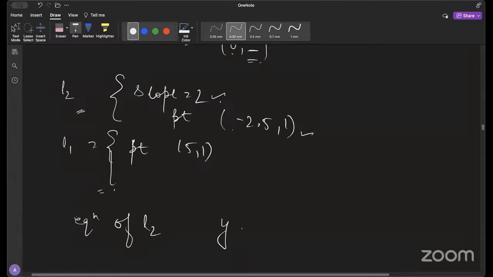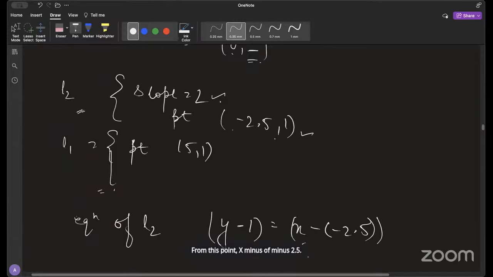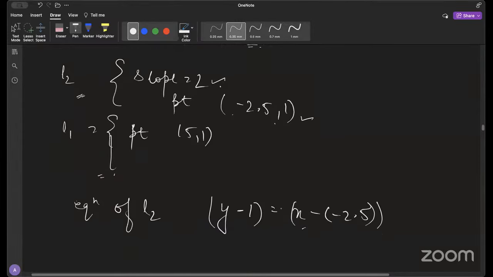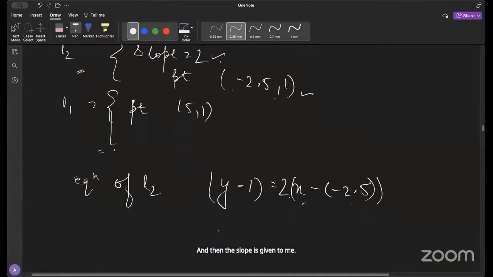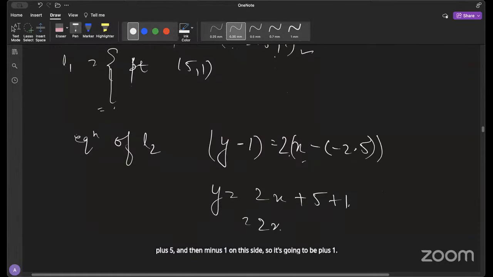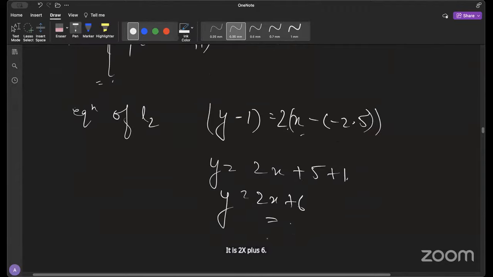So you'll have y minus 1 from this point, equals the slope, which is given to me, times x minus of minus 2.5. So this is going to be y equals 2x plus 5, and then minus 1 on this side, so it's going to be plus 1. So it is y equals 2x plus 6. This is the equation of L2.